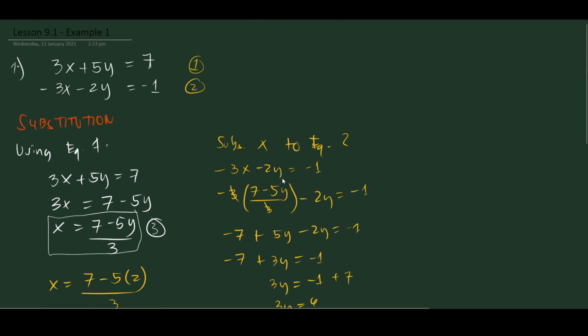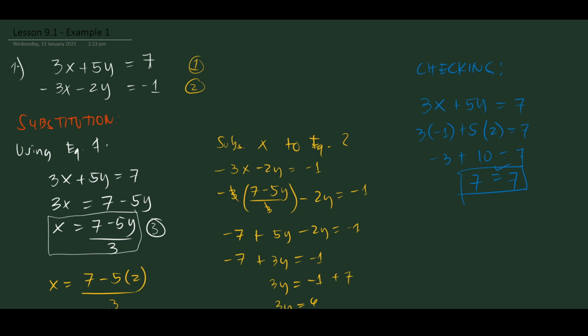Okay, in order for us to check if our answers are really correct, they must satisfy both of our equations. So let's do some checking here. 3x plus 5y is equal to 7. Our x is negative 1, so 3 times negative 1 plus 5 times y, which is 2. We have here negative 3 plus 10 is equal to 7. So 7 is equal to 7. So we are correct here.